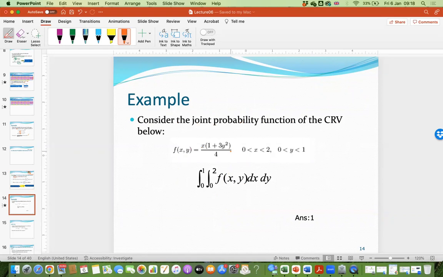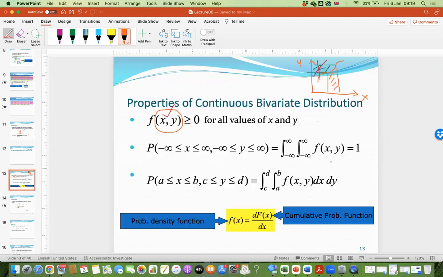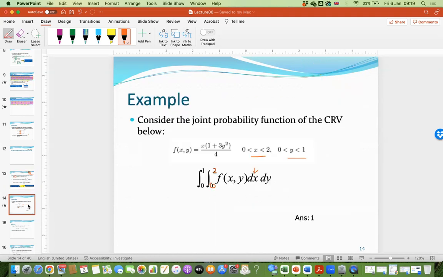First, you have to look at the condition, and always remember it is dx first. So my x is between 0 and 2. That's the only range I'm looking at. Then dy: my y is from 0 to 1. Because of the first condition, it's always equal to 0 outside the limited considered space. The answer is always 1. You can try it later: do the integration and prove it.